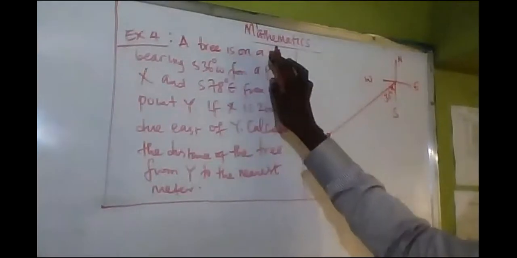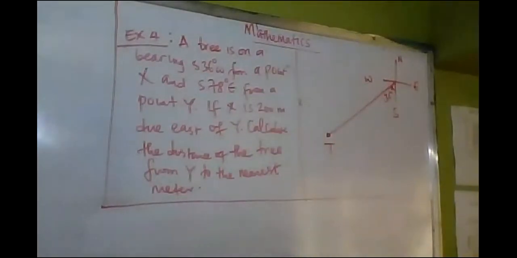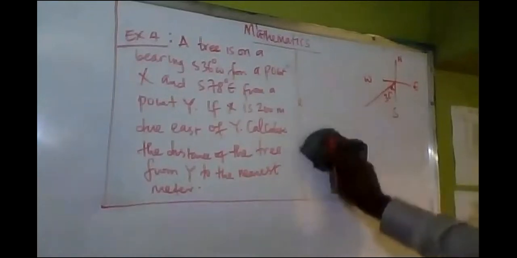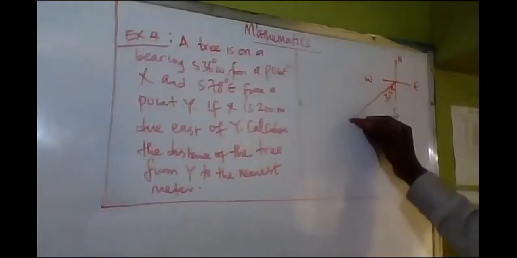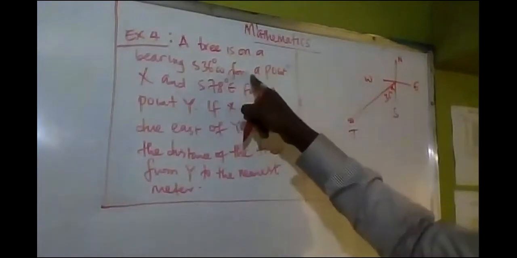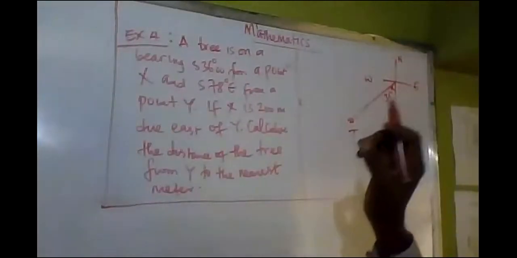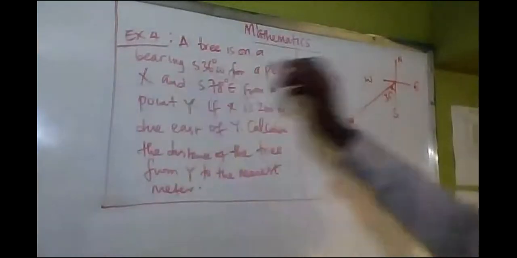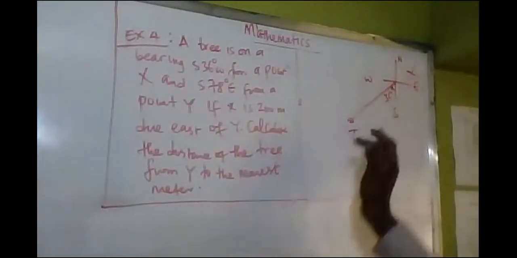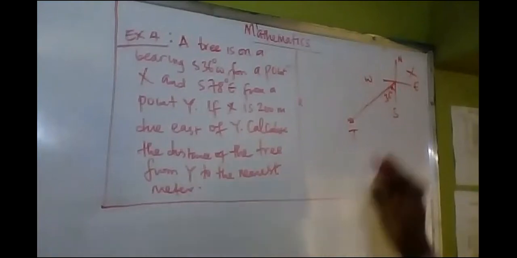A tree is on a bearing of whatsoever. I'm going to reduce this because I don't have much space. So this is a tree. They said from a point X. If they say from, the bearing should be from that point. So this is X. And south 78 degrees east from a point Y.